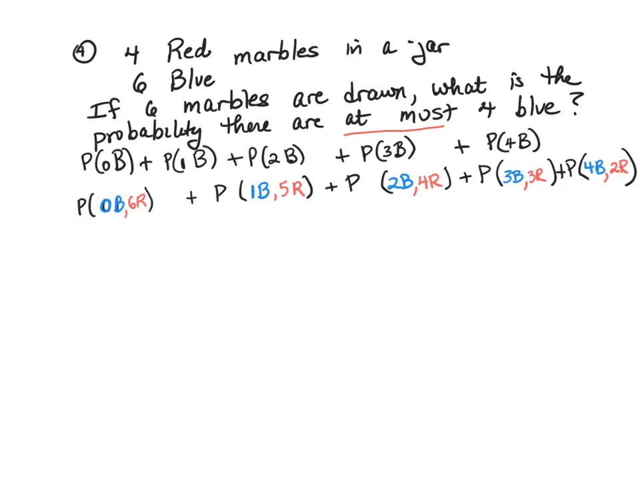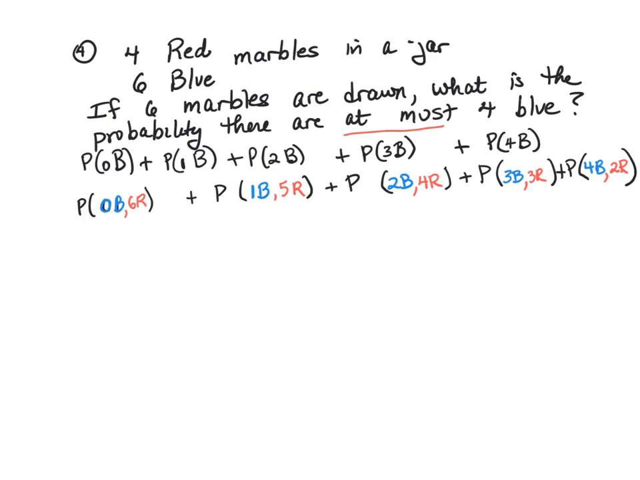Okay, so if we do this from the combination point of view, we have to consider that we have 6 marbles altogether, and if we want a certain number of blue marbles, then we must have a certain number of red marbles to make 6. So we have to find the probability of 0 blue and 6 red, plus the probability of 1 blue and 5 red, plus the probability of 2 blue and 4 red, plus the probability of 3 blue and 3 red, and then finally the probability of 4 blue and 2 red. So that would give us at most 4 blue. Now, let's consider the denominators.